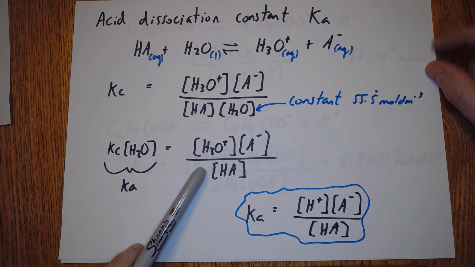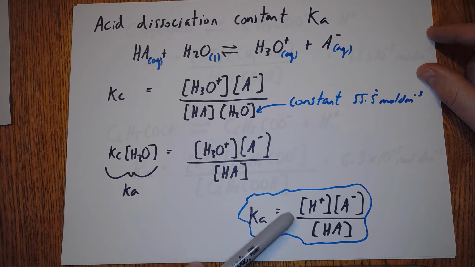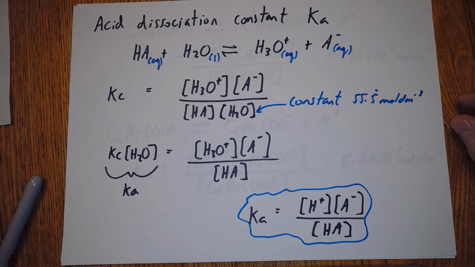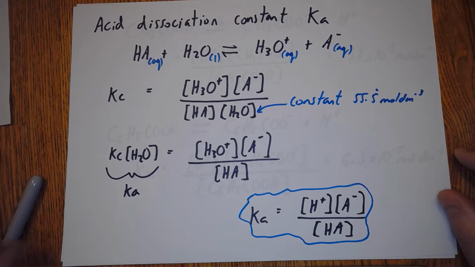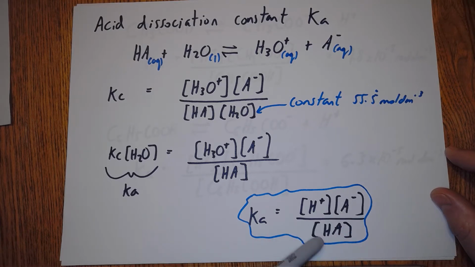And sometimes we prefer to simplify that H3O plus down to an H plus as well. So we've got Ka equals H plus times A minus over HA. And this is the expression used. And you obviously substitute the acid and its conjugate base in there to suit whatever one you have.